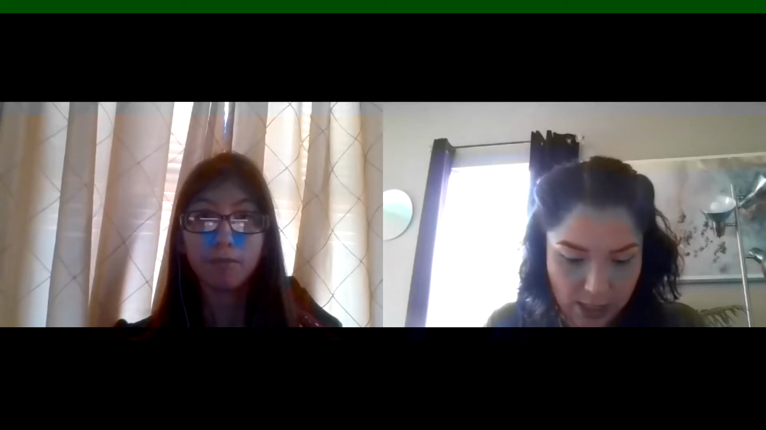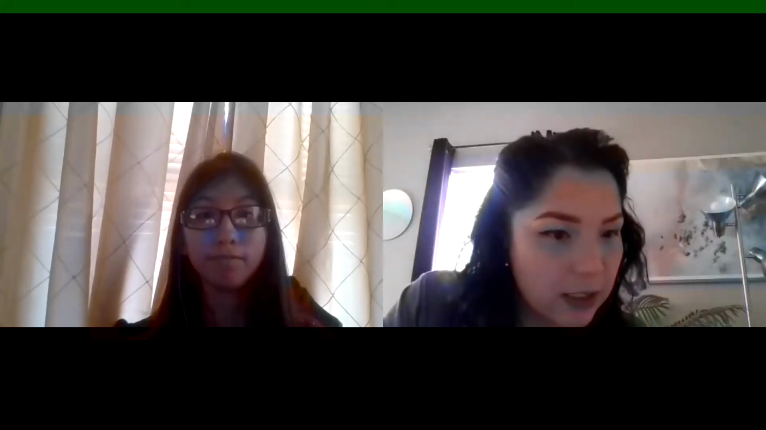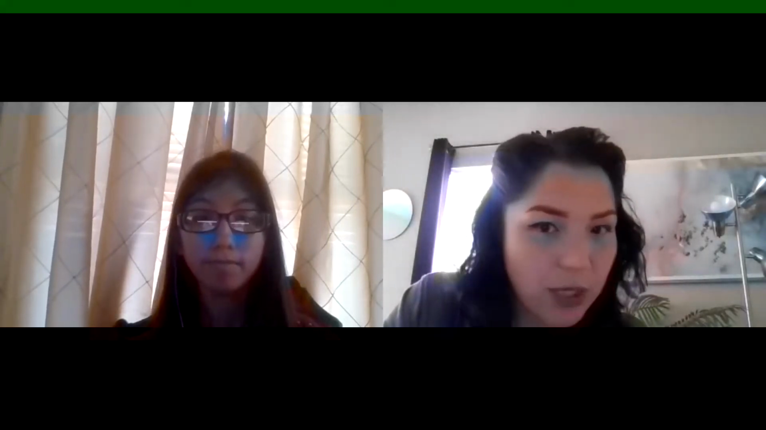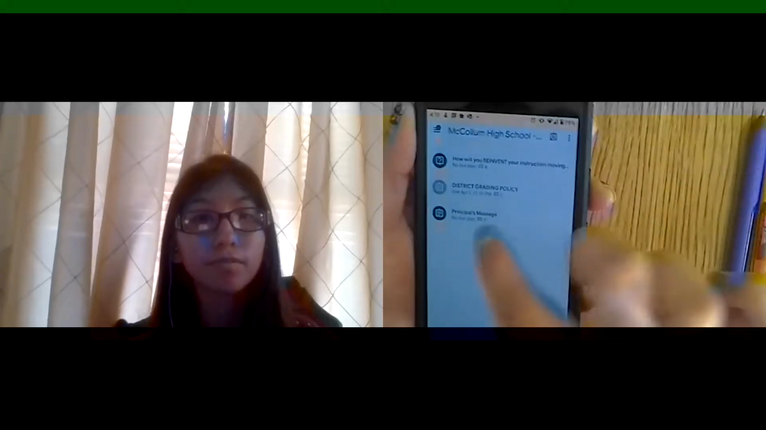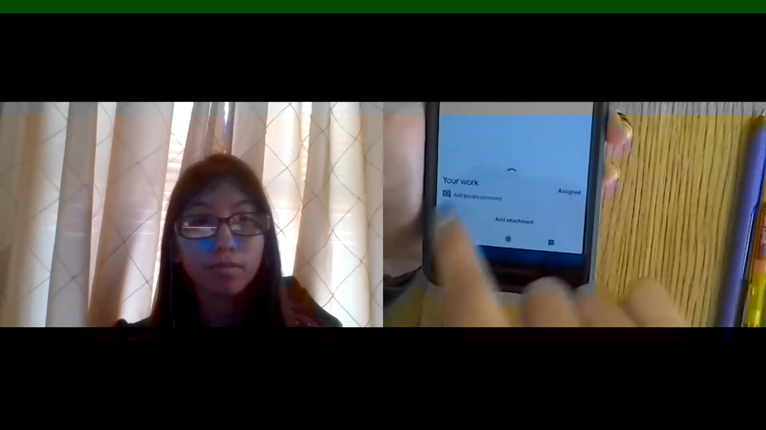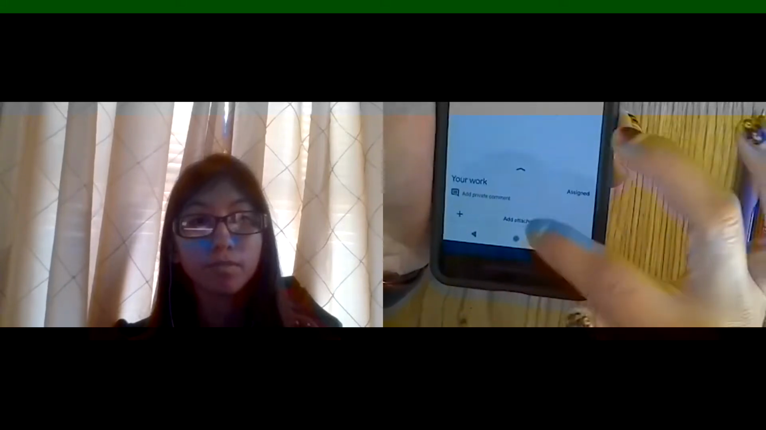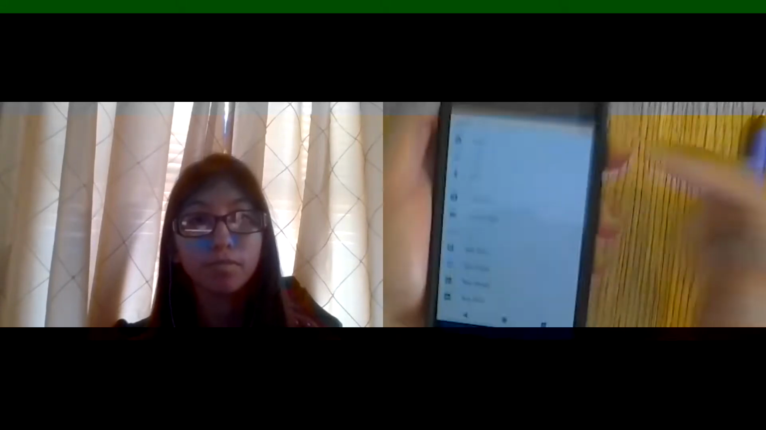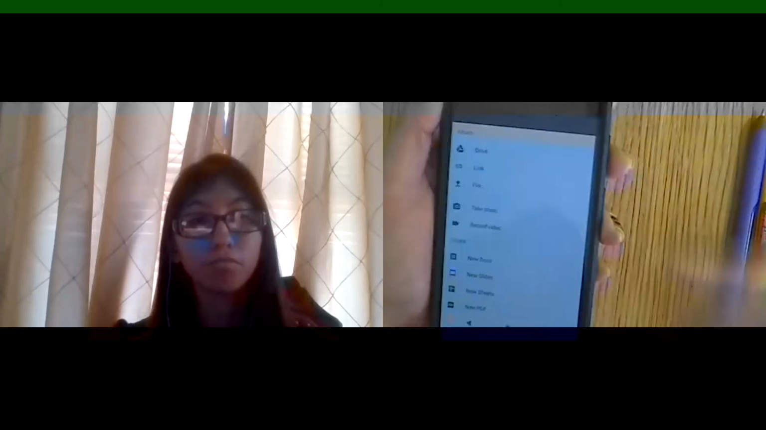So let me go into our faculty one. This is something like what you guys would be seeing. I went under Classwork, and I have assignments here. This one says no due date, but you know, I give you guys due dates. What you'll notice is it says here Your work, assigned. This is what people have been missing. It says Add attachment. From here, you can go to Take a photo and just take your picture.